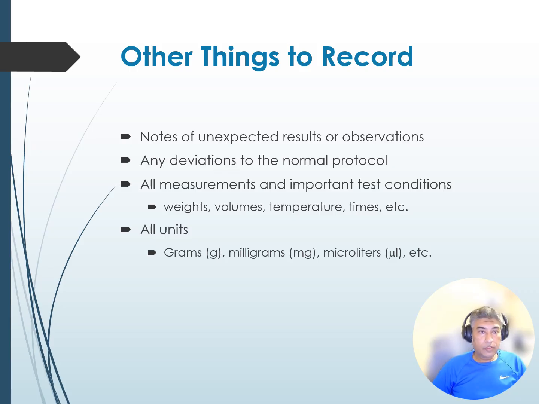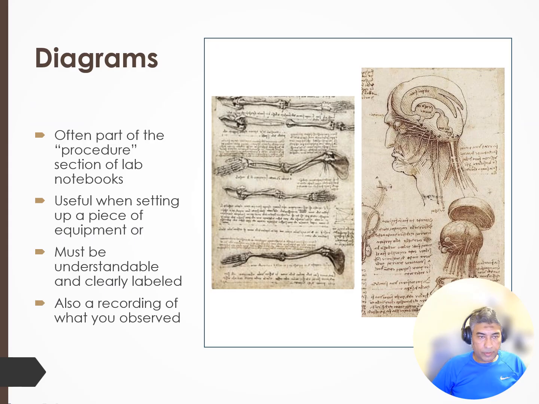Other things can also be recorded: notes of unexpected results or observations, and any deviations from the normal protocols. For example, if the written protocol says use 1 millimolar sodium chloride, and instead you use 0.5 millimolar sodium chloride, you have to note this as a deviation. All measurements and important test conditions, weights, volumes, temperature, and times, should be noted. All units, gram, milligram, microliter, molar, nanomolar, everything should be noted.